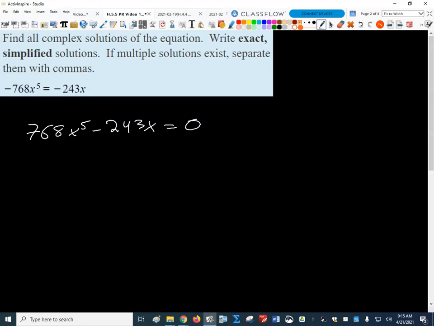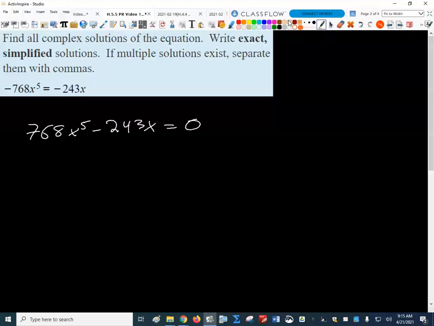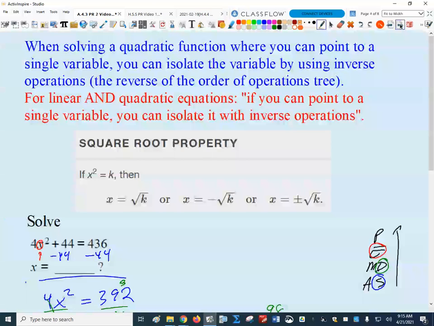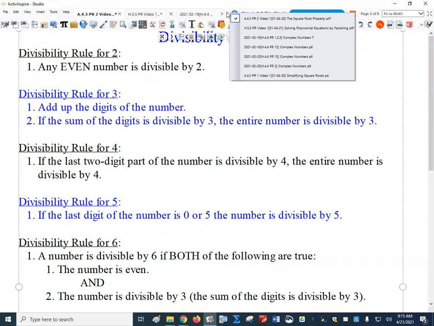I don't think that's a perfect square. It jumps up from 524 up to 729. So that one's not. But there probably is something we can do here, though. There's something in particular I really want to show you here. This one. Okay, let's go back.